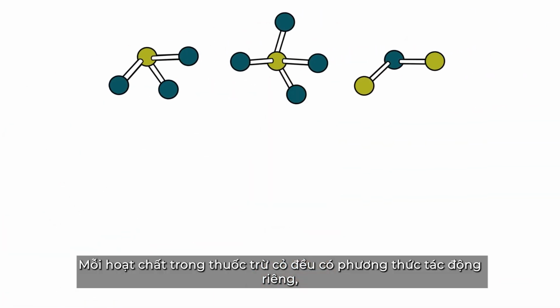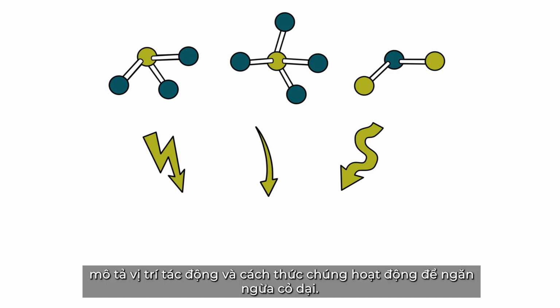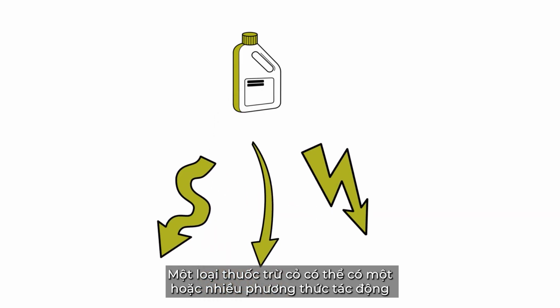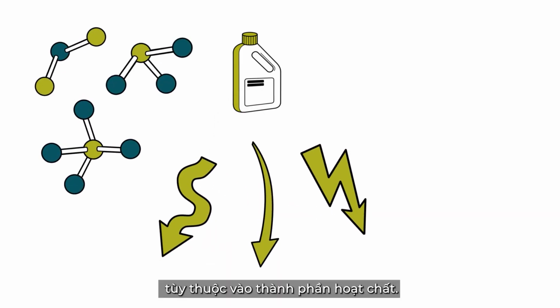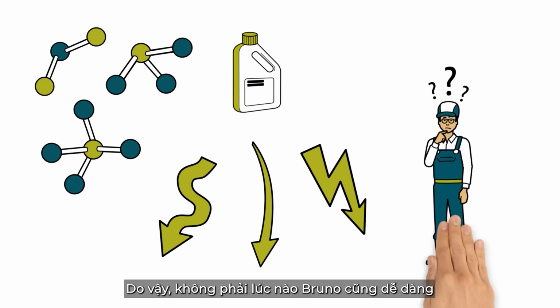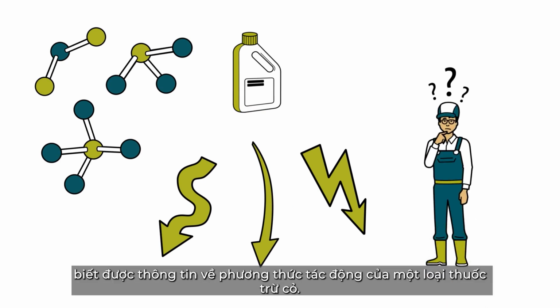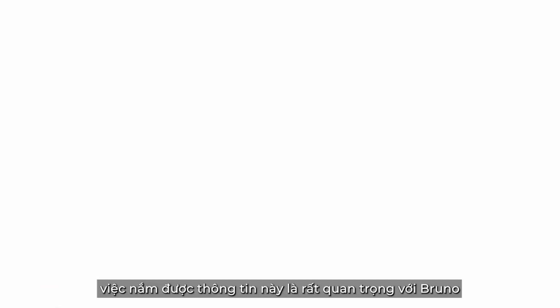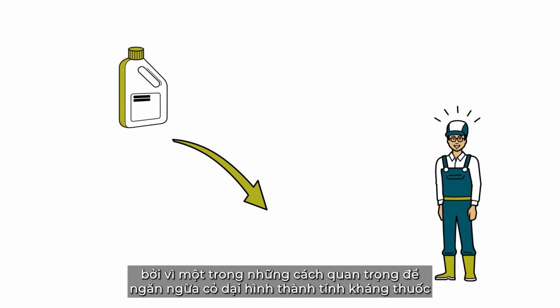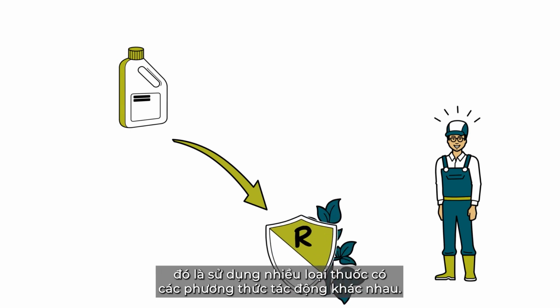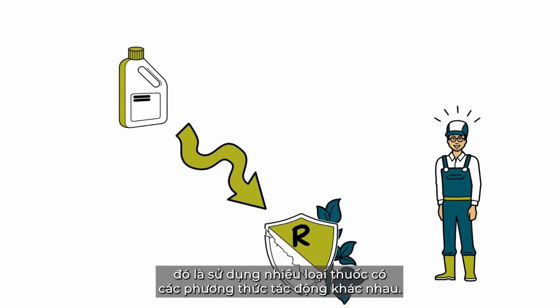Each chemical in a herbicide has a mode of action, which describes where and how it works on the target plant. A herbicide may have one or multiple modes of action depending on which chemical components it contains, so it's not always easy for Bruno to know a herbicide's modes of action. Despite this, it's important for Bruno to know his herbicide's modes of action because one of the key ways to prevent weed resistance to herbicides is to diversify modes of action.